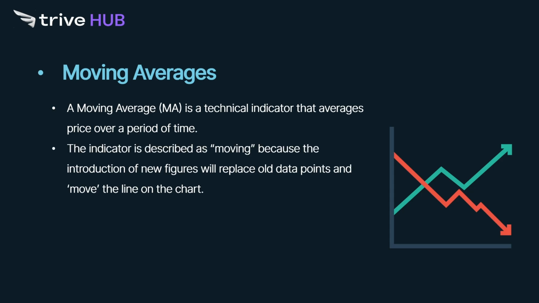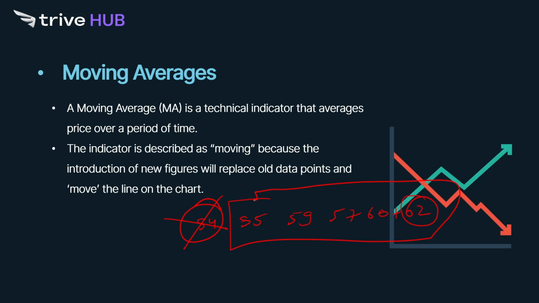The indicator is described as moving. Why is it moving? Because, let's say we are using a 5-day moving average, with 54, 55, 59, 57 and 60. Alright, so these are 5 days. Now on the next day, if the price reaches 62, then what will happen? This data point will get included into this data series and the last data point will be removed from the calculation. So now we will calculate the average price on the next 5 days of prices. This is why it's moving in nature.